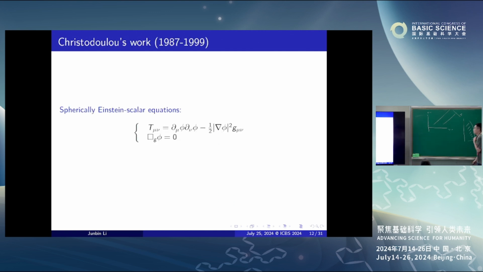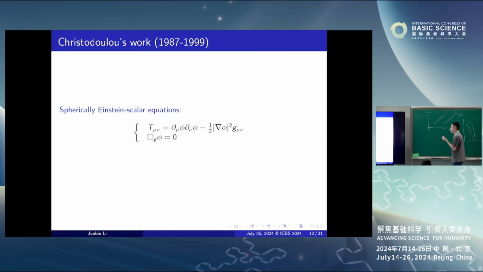So now let me go to another matter field, which is the spherically symmetric Einstein scalar field. In general relativity we have a theorem called the Birkhoff theorem. This theorem says that all spherically symmetric vacuum solutions are Schwarzschild. So if you want to study such a complicated system, maybe you want to impose spherical symmetry. But in this case you find out that this is Schwarzschild, so there is nothing to study.